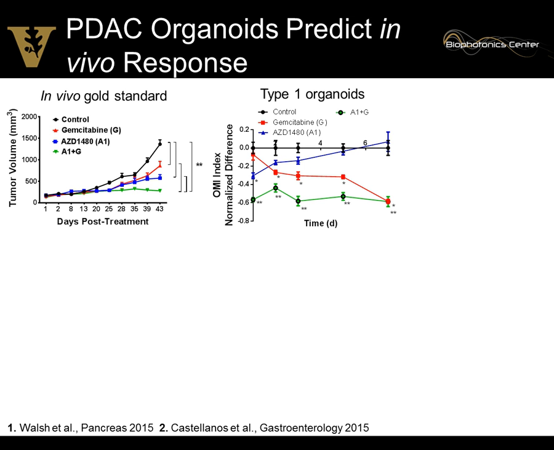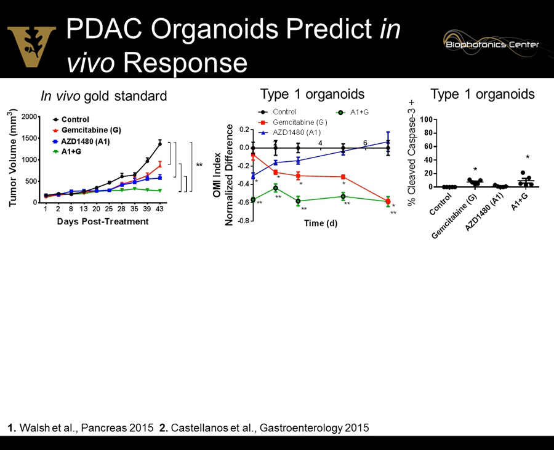And first we looked at the OMI index in type 1 organoids. You can see here that they develop a resistance over time to this JAK inhibitor. And their response increases over time to the single agent gemcitabine. And then they have this sustained, very good response to the combination treatment. This is in agreement with standard measures.